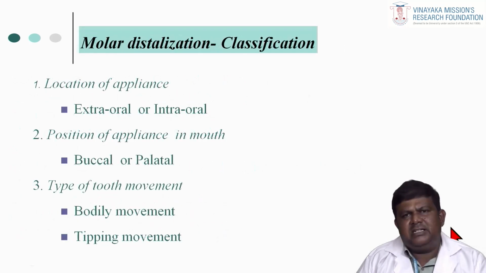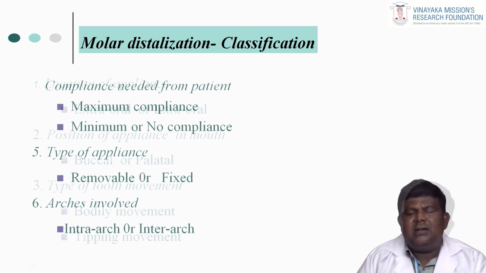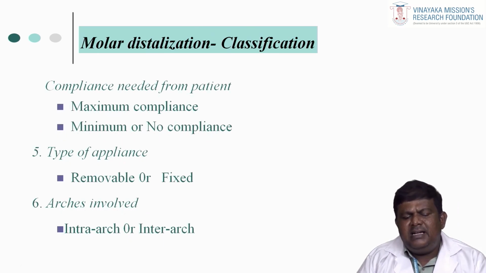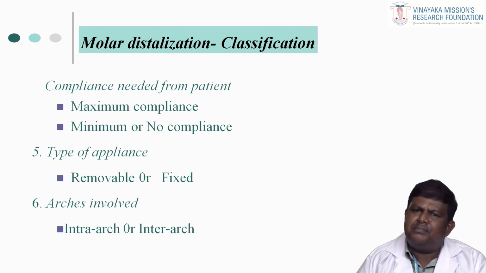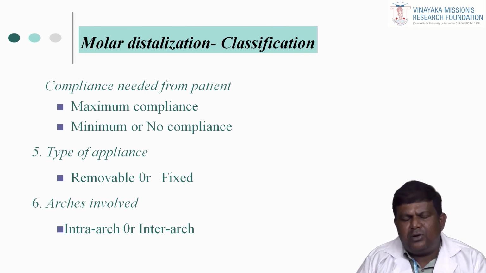Classification of molar distalization. Location of appliance: extraoral appliance and intraoral appliance. Position of appliance inside the mouth: buccal or palatal. Type of tooth movement: bodily movement or tipping movement. Patient compliance needs: maximum compliance, or minimum or no compliance from the patient side. Type of appliance: removable appliance and fixed appliances for molar distalization. Arches involved: intra-arch or inter-arch.